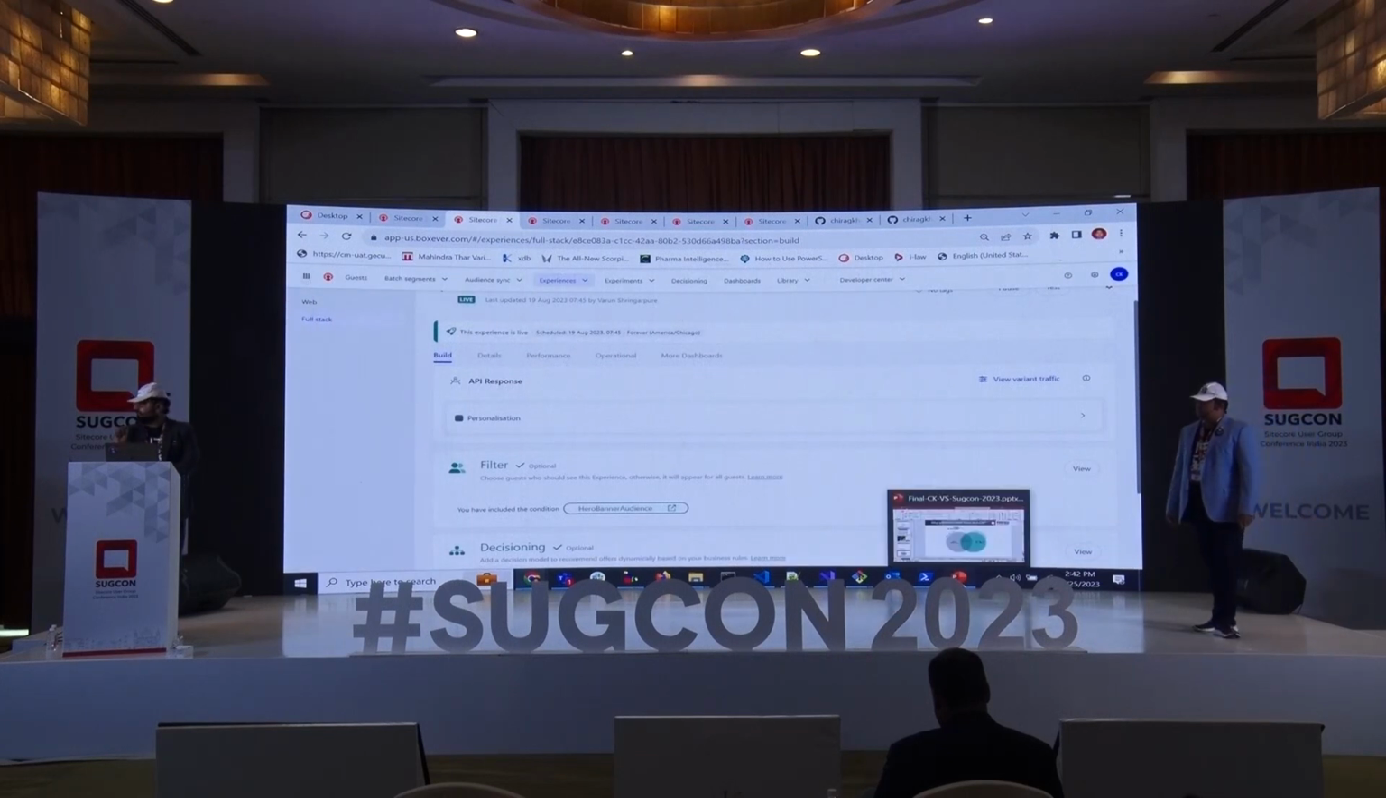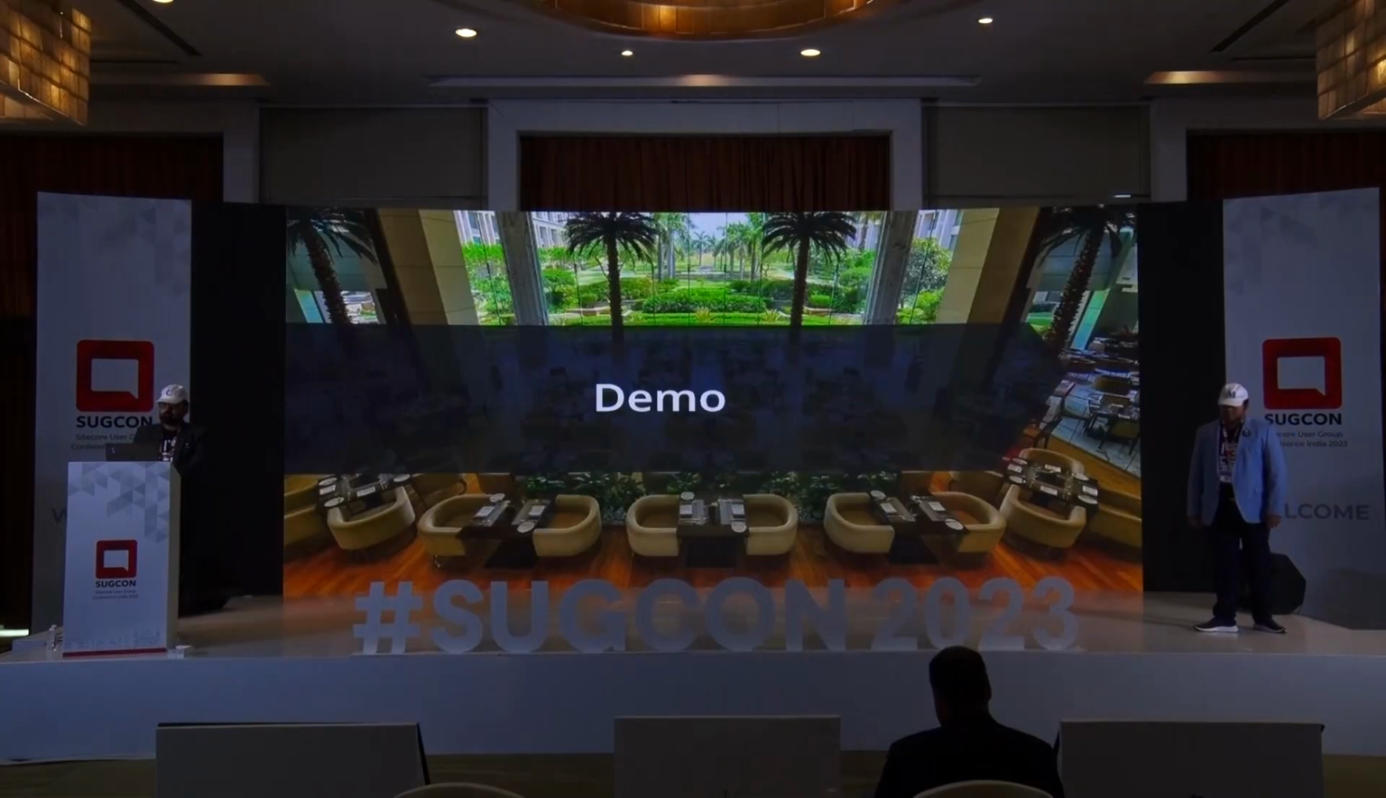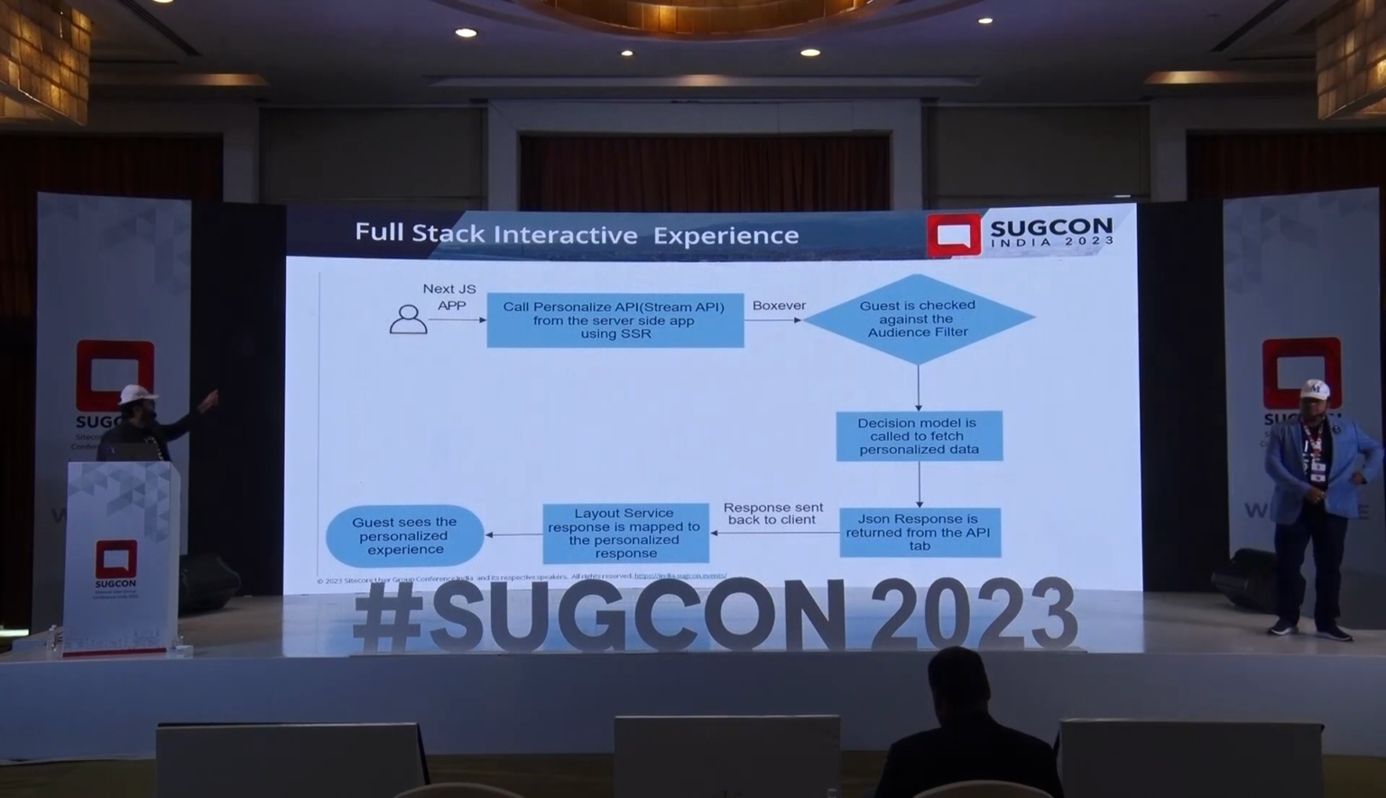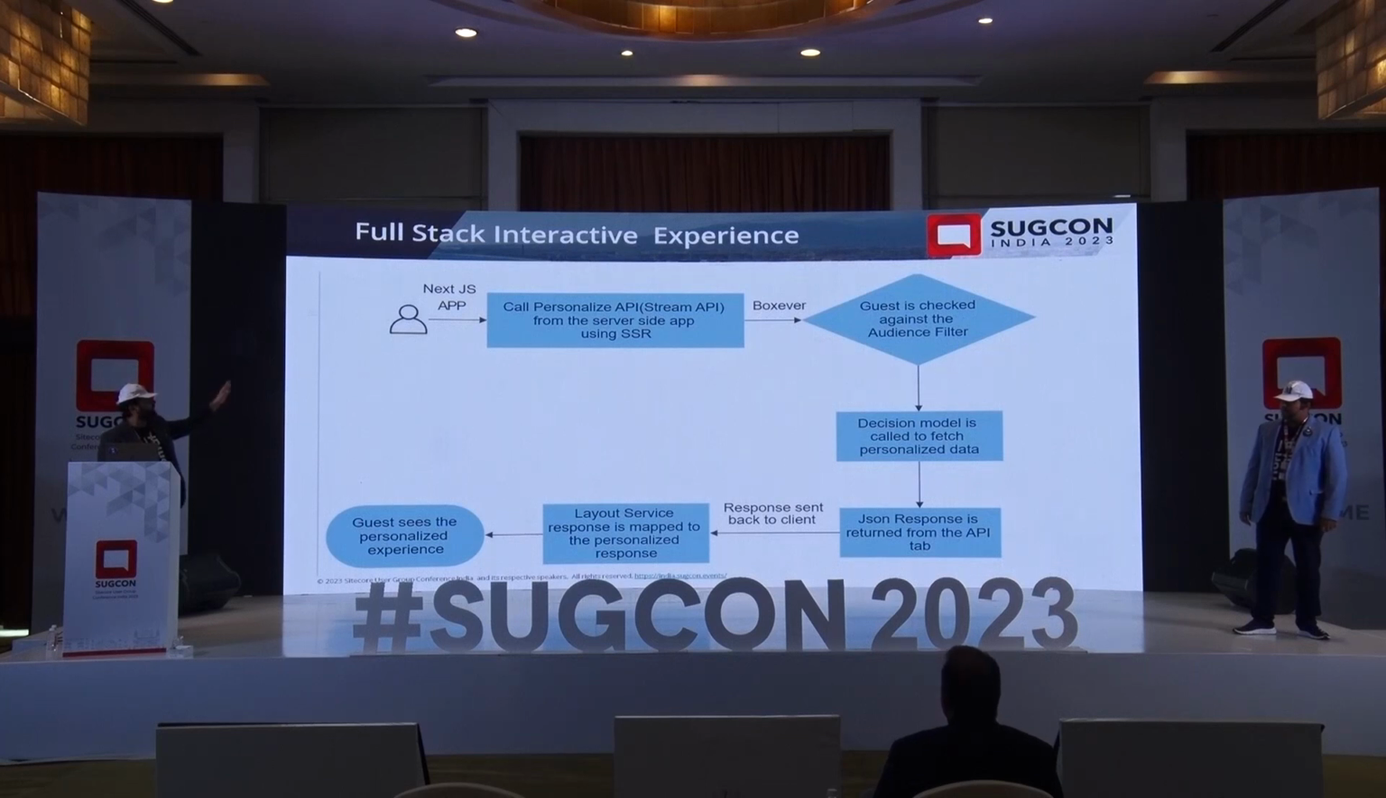Yeah, can you switch on to the slide? Yeah, this is the flowchart which we have created, showing what happened behind the scenes. When the user visited the Next.js app, we call the personalized stream API from the server app using SSR. Then the role of box-server comes. Box-server checks against your audience filter. First of all, it will check whether the guest lies in the particular audience.